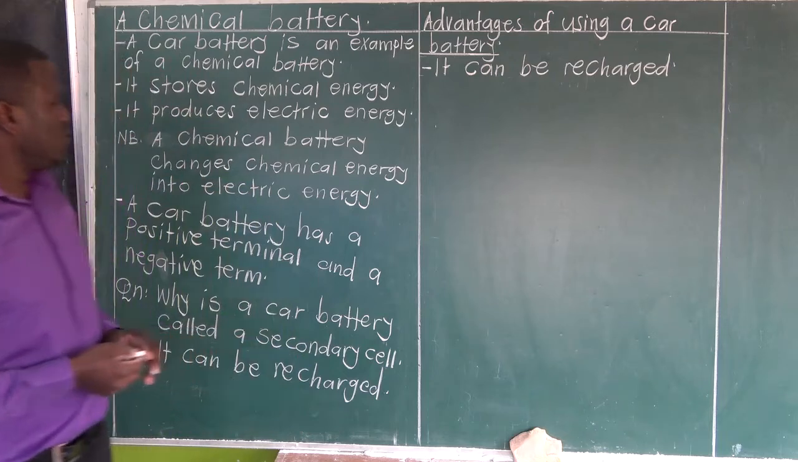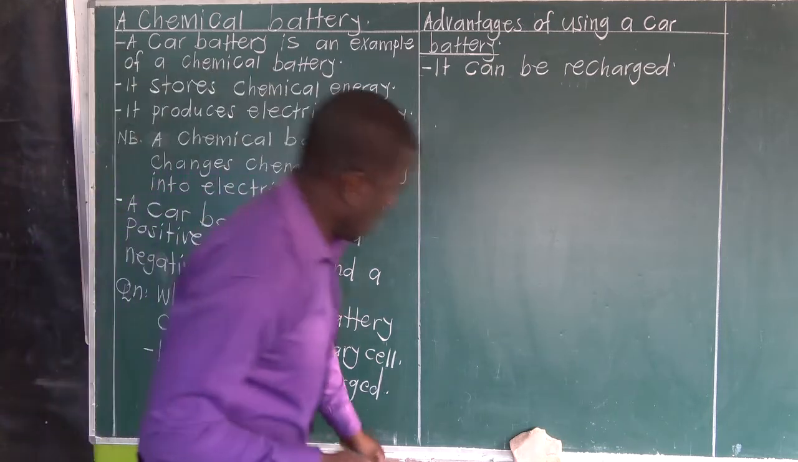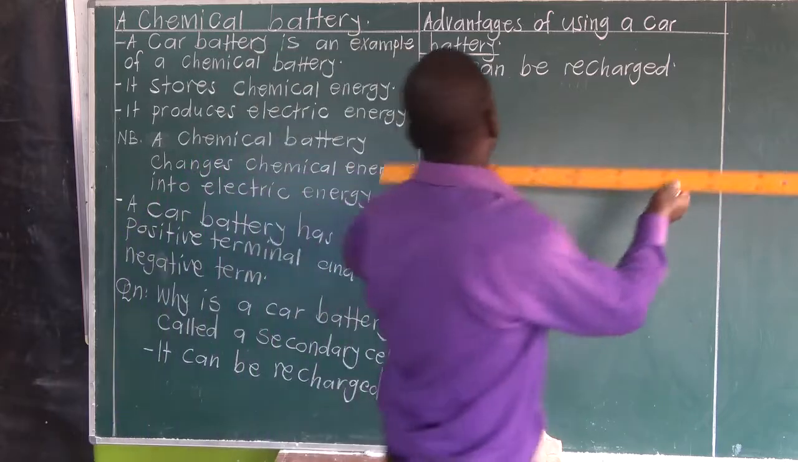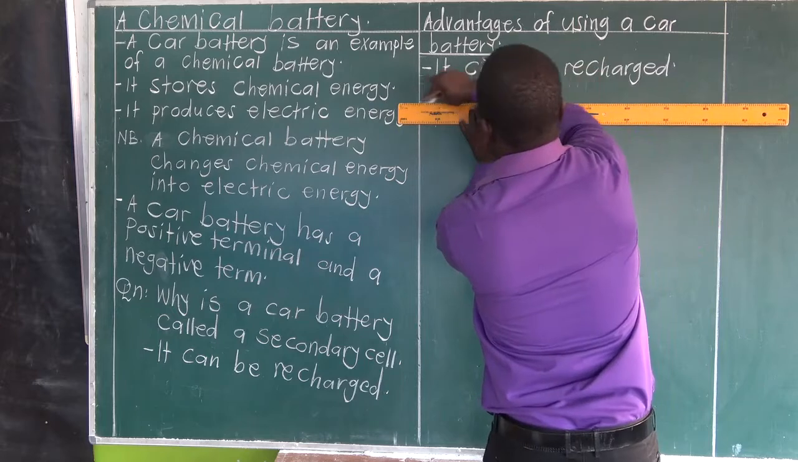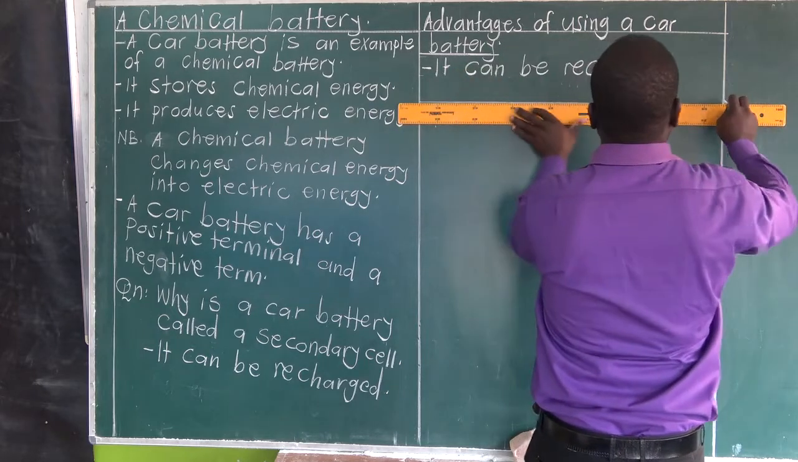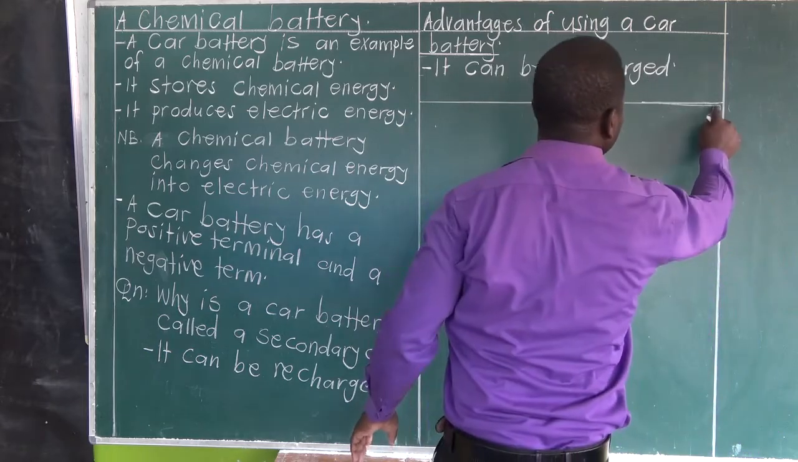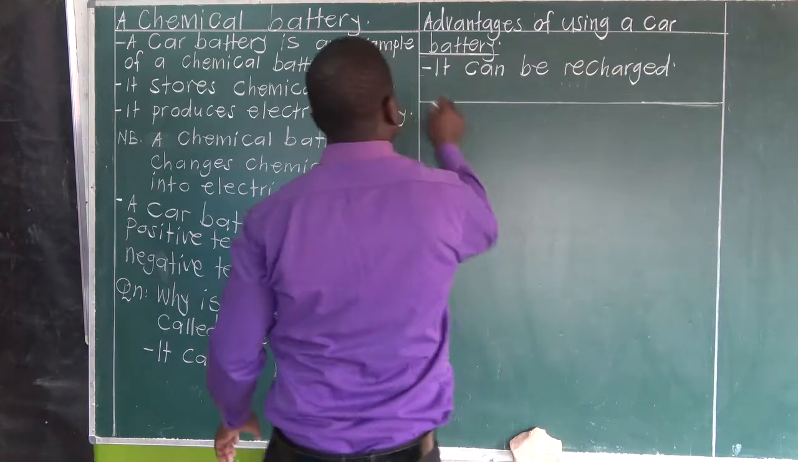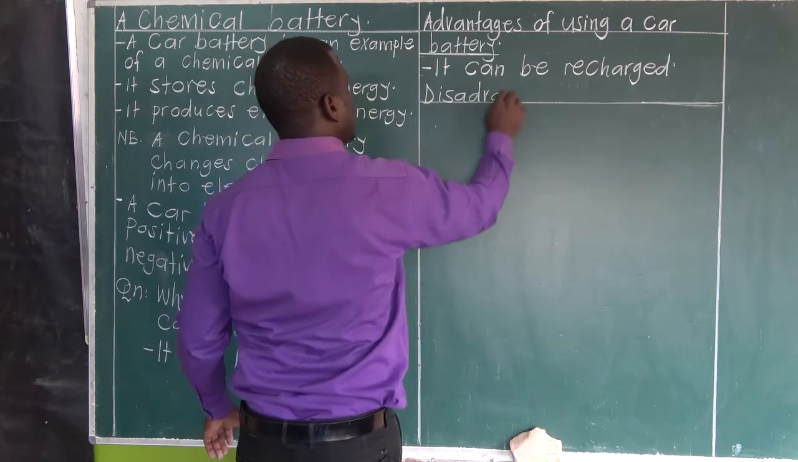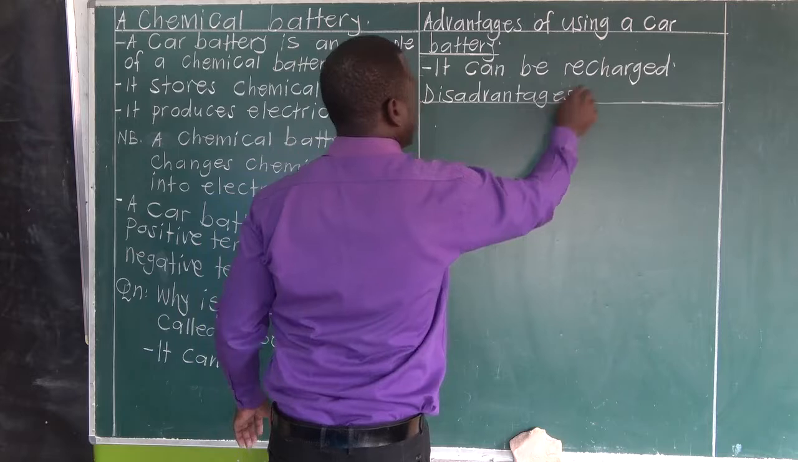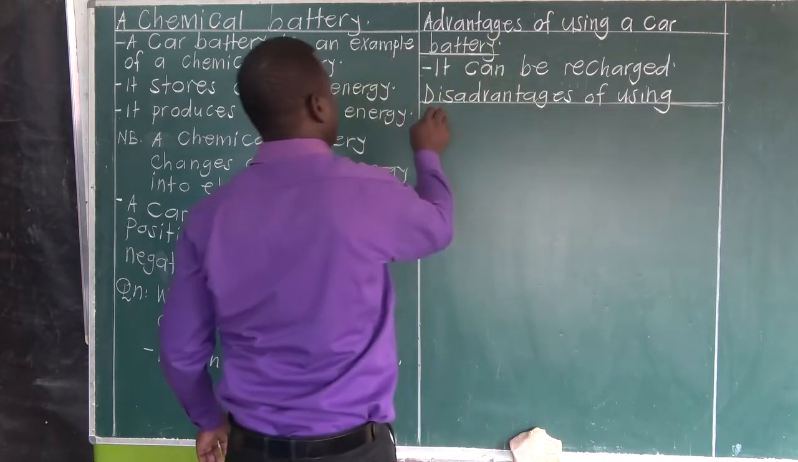Before we look at another source of electricity, let's look at the disadvantages of using chemical batteries.